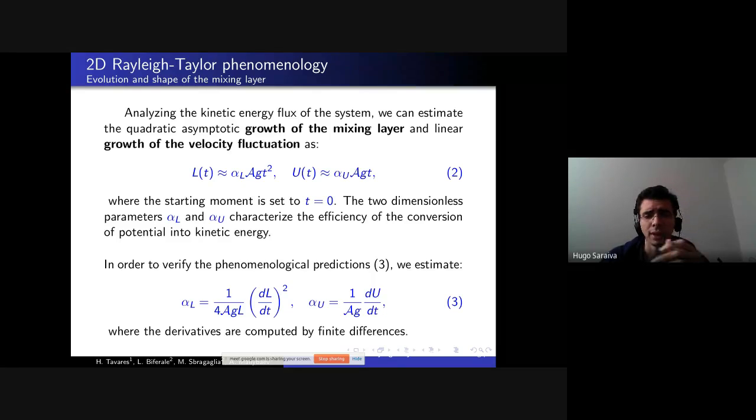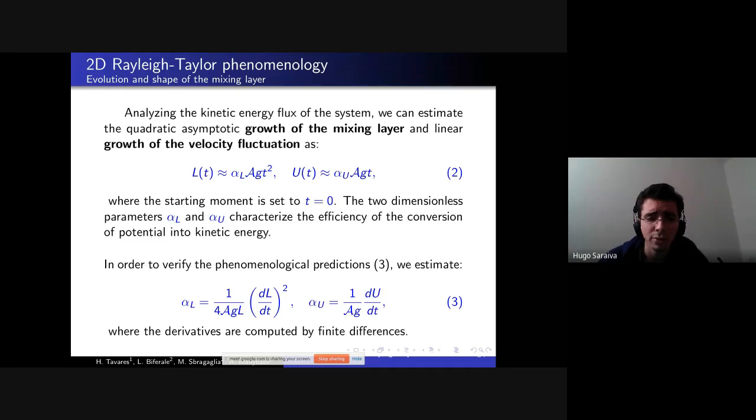So, okay, a very quick phenomenological prediction can be obtained through simple dimensional analysis in the Boussinesq system, when you compare the time derivative in the left-hand side with the buoyancy term in the right-hand side. And you obtain that, the conclusion is that for late times, the mixing layer should grow quadratically in time, and the typical velocity should grow linearly in time.